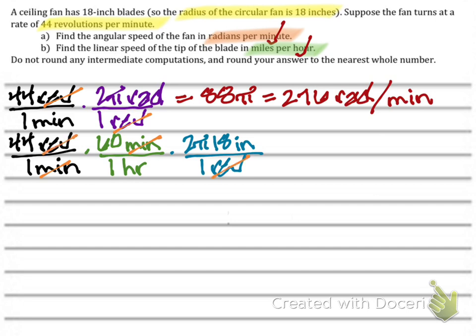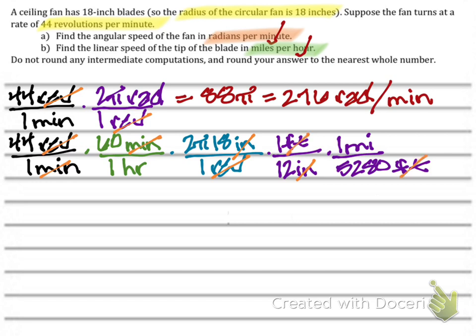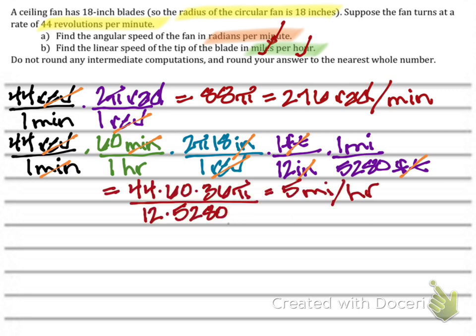Now my revolutions cancel, but I have inches and I need miles. So we're going to put that conversion in. 1 foot is 12 inches, 1 mile is 5280 feet. Now my inches cancel, my feet cancel, and I'm left with miles per hour. So I can put everything together, 5 miles an hour. Okay. So again, all we're doing is putting everything together and canceling the units and really thinking about the 1 revolution has 2 pi radians or 1 revolution has the circumference.